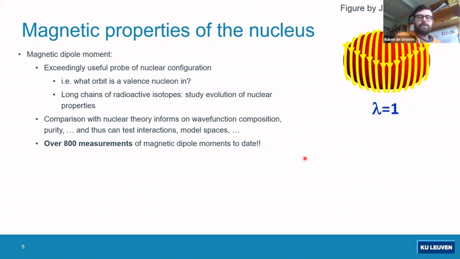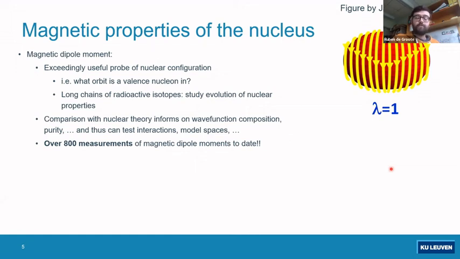We've been using laser spectroscopy techniques, hyperfine structure measurement techniques, for basically almost as long as nuclear physics as a discipline has been around, to measure magnetic dipole moments. And over these decades, this has proven to be an exceedingly powerful and useful probe to learn more about nuclear configurations, basically answering the question, what orbit would a valence proton or neutron find itself in, for example.